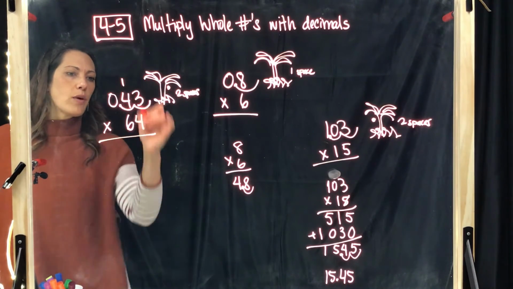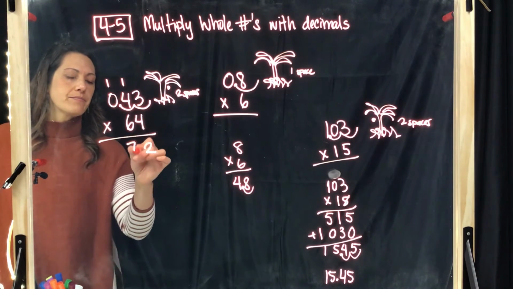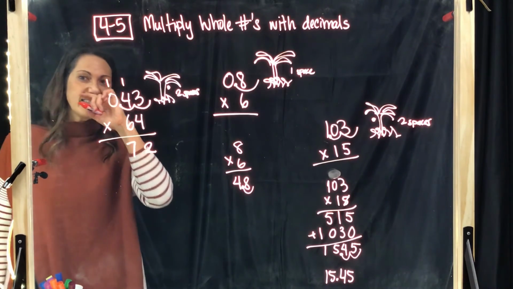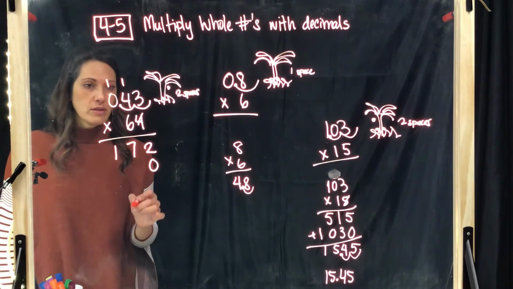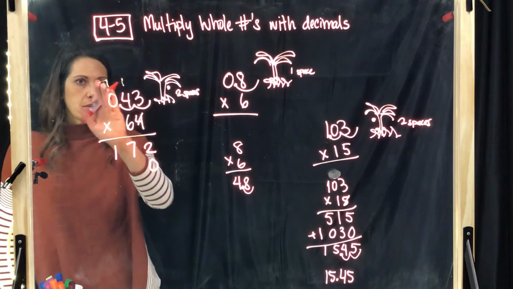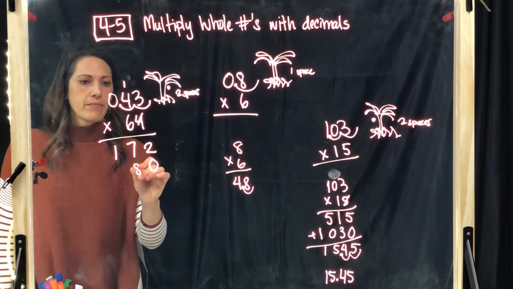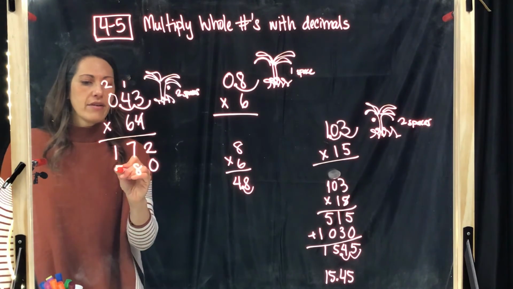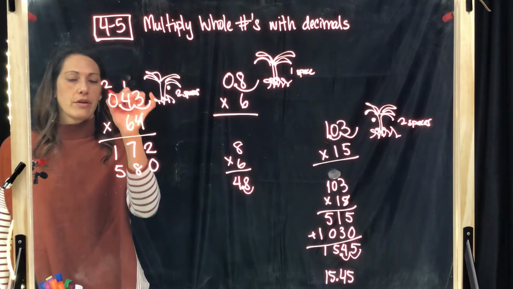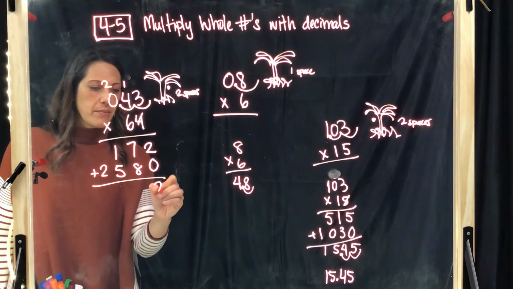4 times 3 is 12. 4 times 4 is 16. 1 more is 17. 4 times 0 is 0. 1 more is 4. Done with the ones, put a 0 as my placeholder. Moving on to the 6. I'm going to erase these numbers up here. 6 times 3 is 18. 6 times 4 is 24. 1 more is 25. And 6 times 0 is 0. Add 2 more is 2. Add those up.